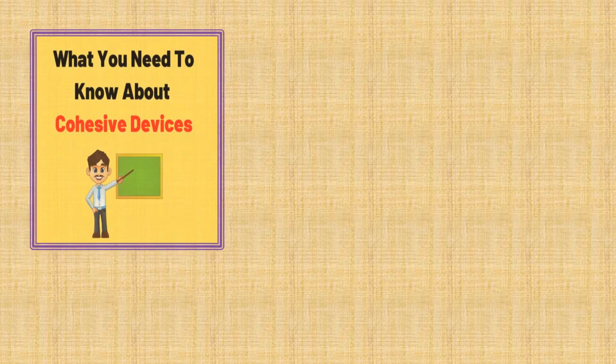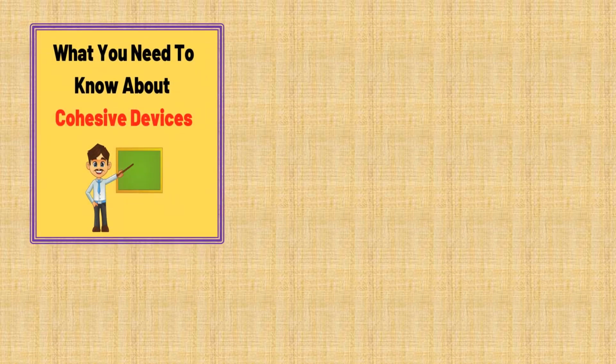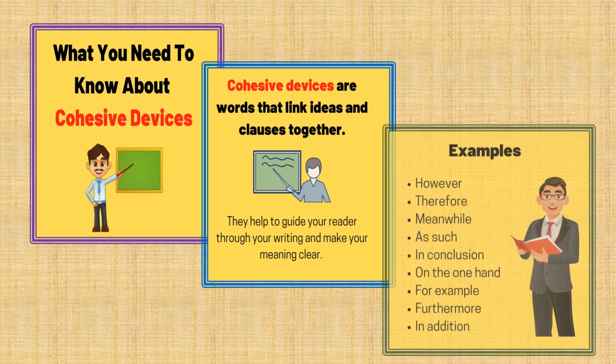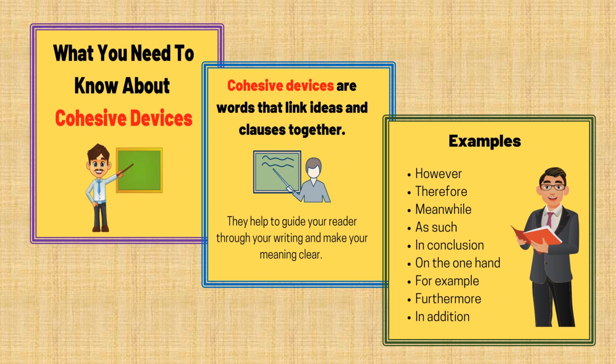All right. What you need to know about cohesive devices? Cohesive devices are words that link ideas and clauses together. They help to guide your reader through your writing and make your meaning clear. These are a few examples of cohesive devices. However, therefore, meanwhile, such as, in conclusion, on the one hand, for example, furthermore, in addition. I hope you understand now what cohesive devices are.